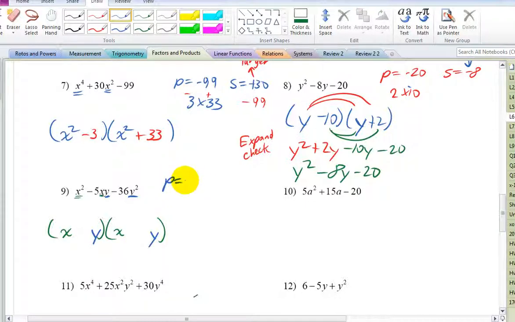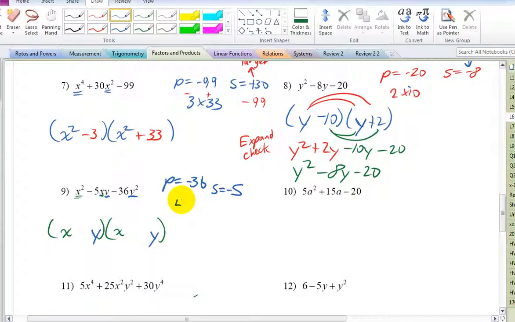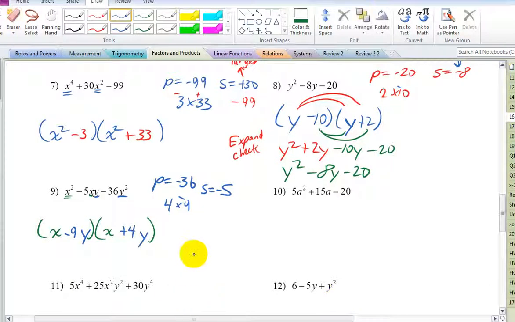Now, we look at your product, which is negative 36. Your sum equals negative 5. Go ahead, try it. And we want the 9 to be negative. So x minus 9y, x plus 4y. Okay. Good. All right.